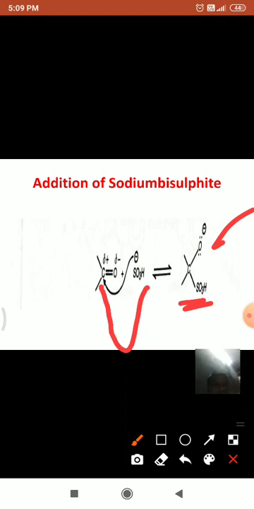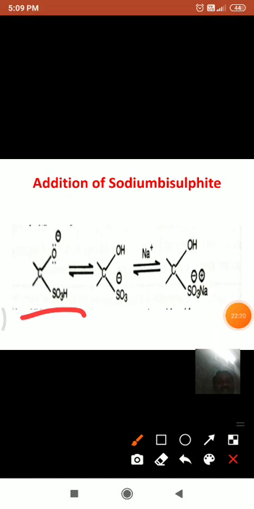And in the third step, see here, this product is formed, and in the next step, a proton from the SO3H group of the intermediate gets transferred to the negatively charged oxygen by rearrangement. That means this hydrogen goes here, that is, this becomes OH. As a result, the SO3 minus group is left behind in the intermediate.